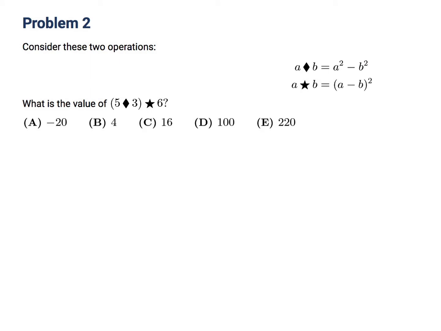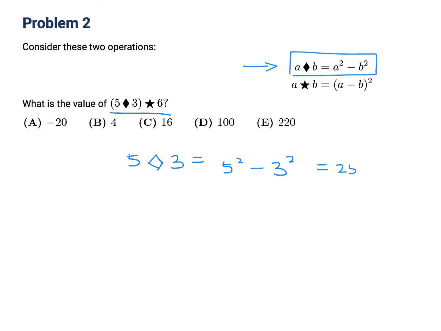Consider these two operations. What is the value of 5 diamond 3 star 6? Okay, so it looks like we have to use these two operations and figure out this final problem. Okay, so let's do the first one. 5 diamond 3, according to this, would be 5 squared minus 3 squared. So we're just using this formula. And this is 25 minus 9, which is 16.